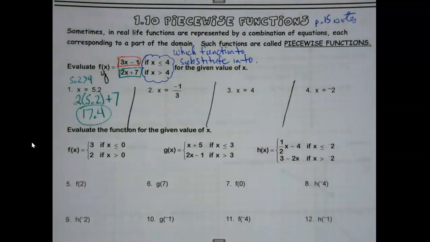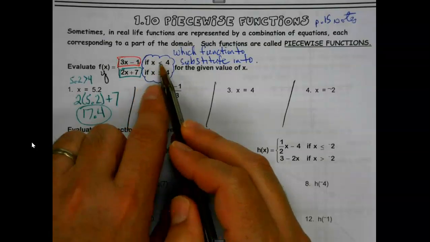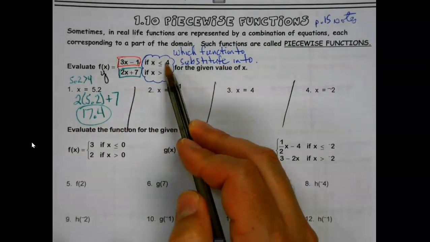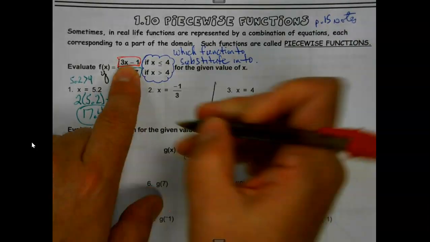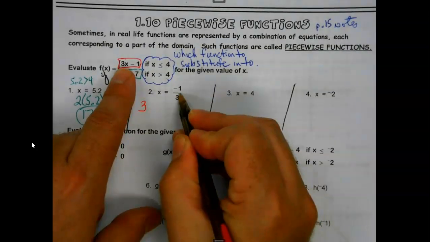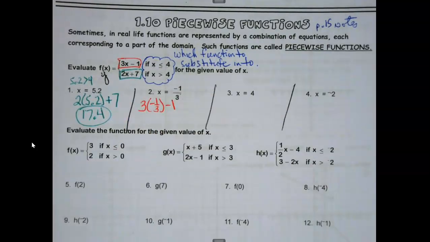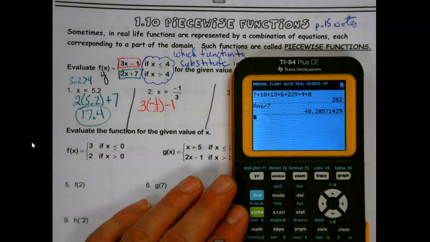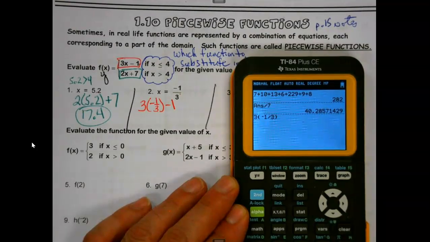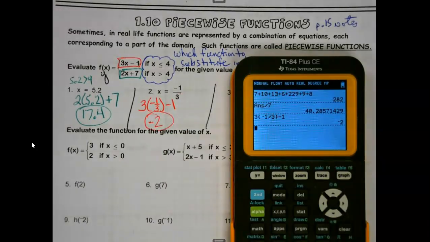So when we're evaluating, it's always the same 2 steps. Check to see which one's true. Is negative 1/3 less than or equal to 4? Yeah. Because negative is always less than positive. So we're going to be plugging into the red one. That goes in for my x. And again, here you can do it in your head. You can go straight in and type it in the calculator. It doesn't matter. You don't get extra points for doing it one way over the other. Solution.